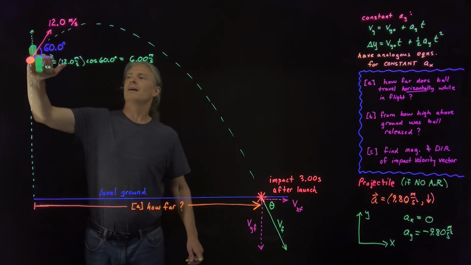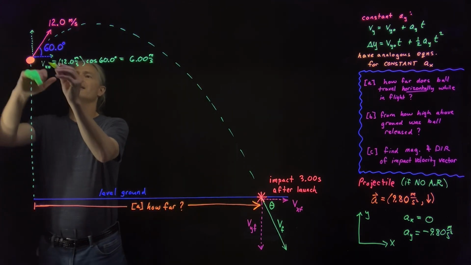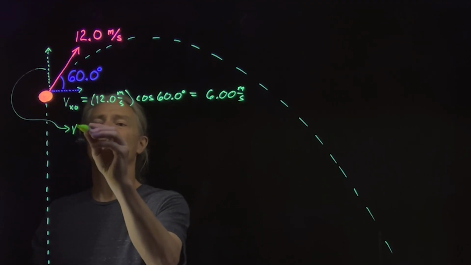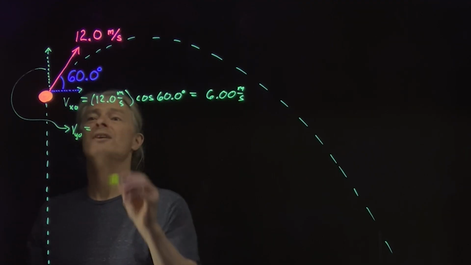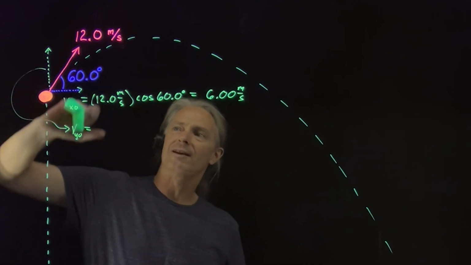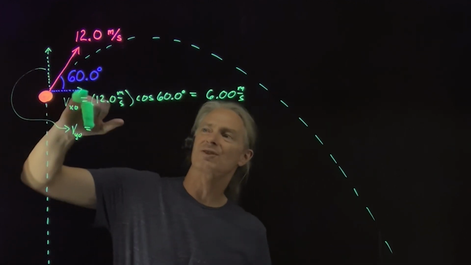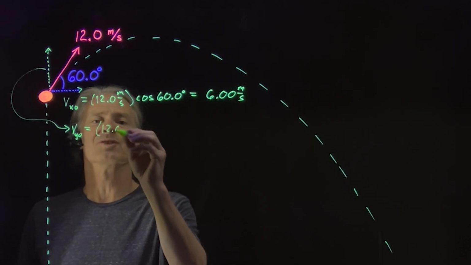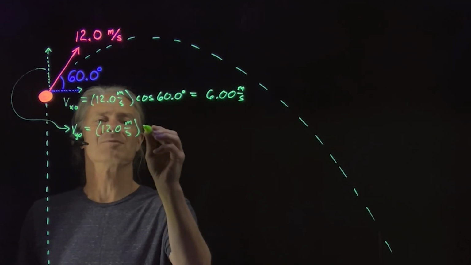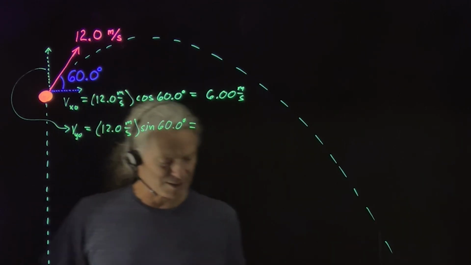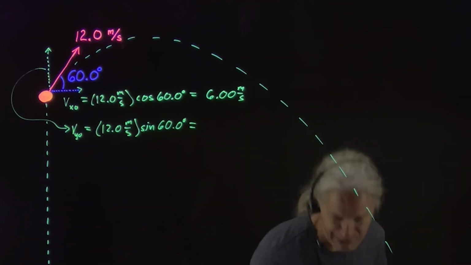All right, let's get the y component of the velocity. I don't really have enough room over here. I'm going to write that right here. V sub y 0. Now, this side here is the opposite side of the 60-degree angle. Opposite goes with sine, so I've got 12.0 meters per second times the sine of 60 degrees. And that works out to 10.39 meters per second.